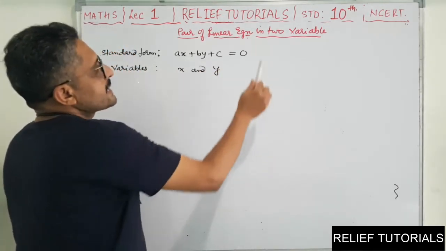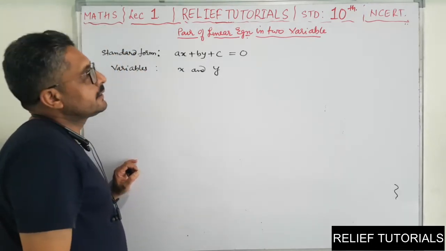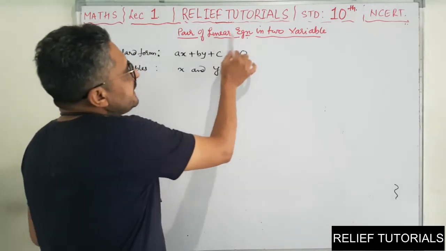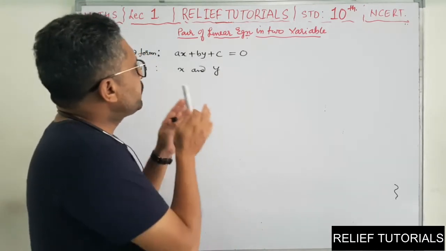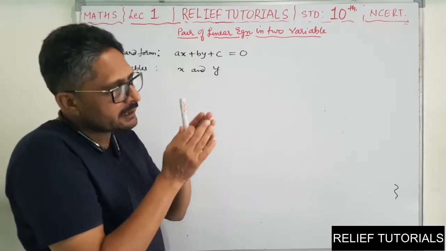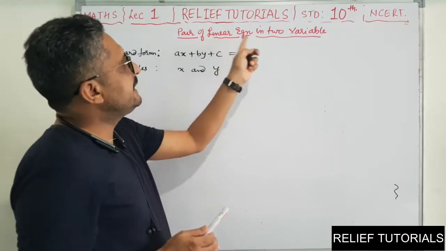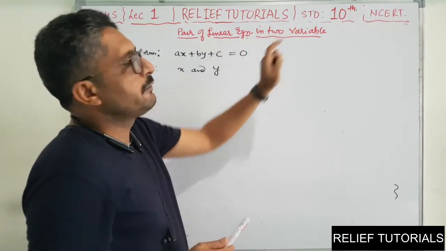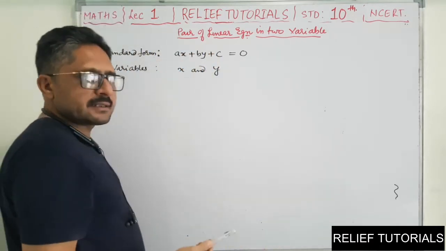Clear? So as there are two variables, it is called an equation in two variables. And why is it called linear equation? Because it represents a straight line. When you plot this equation graphically, you will always get a straight line. So as a result, it is called linear equation in two variables. Why we require that, we are going to discuss later.